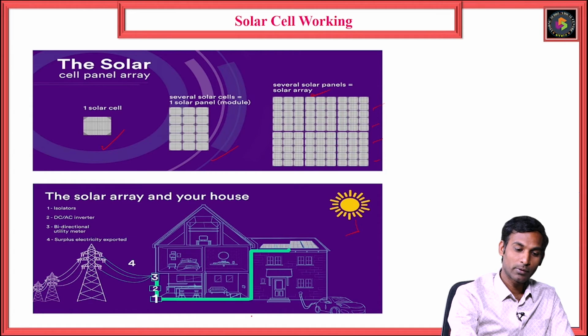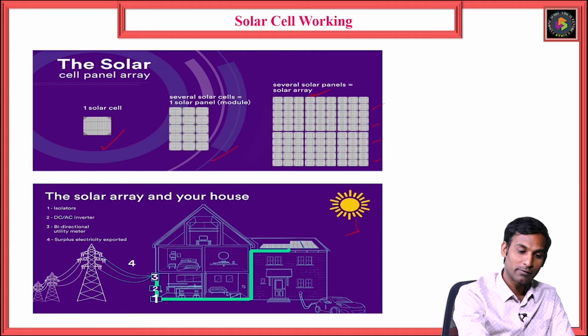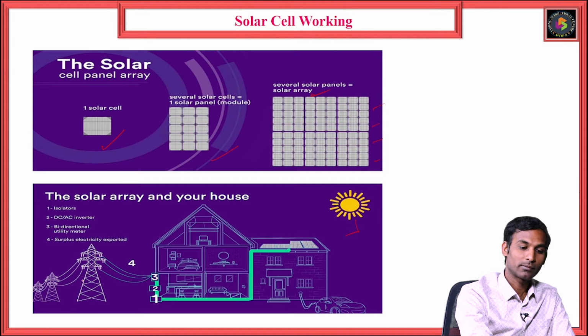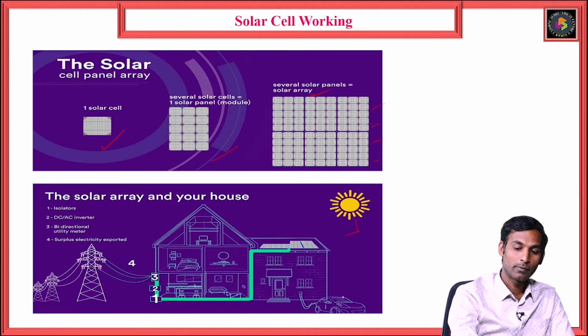Point 2 indicates the DC and AC inverter. Okay. Point 3 indicates the bidirectional utility meter. So here the power will be generated. Point number 4 indicates the supply of exported electricity. The electricity will be exported through this signal. Okay, power cable. See here, we can charge our vehicles also, EV batteries also.